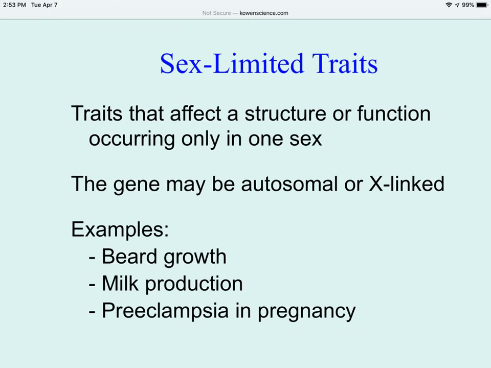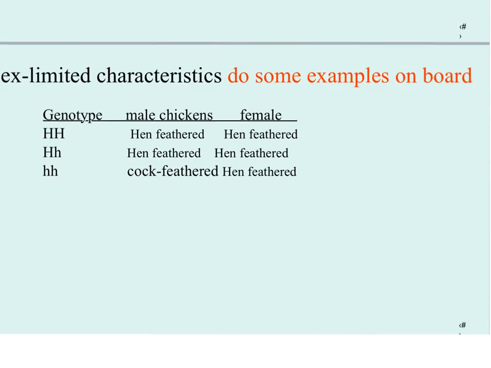A sex-limited trait is a trait that affects a structure or a function in only one sex. For example, beard growth, or milk production in females, or preeclampsia in pregnancy. These traits can be autosomal or they can be X-linked, but again, the key is that they show up in only one sex.